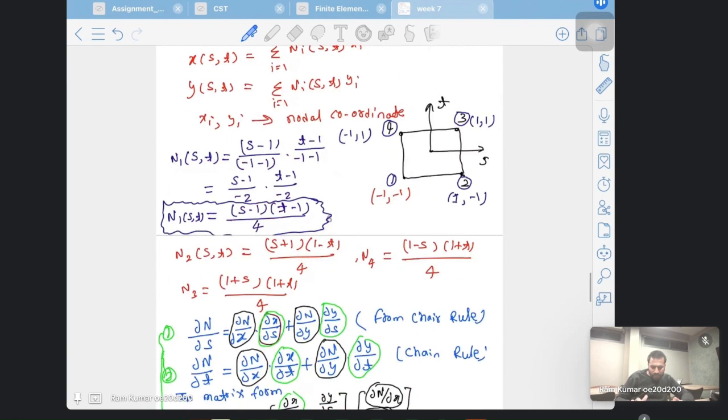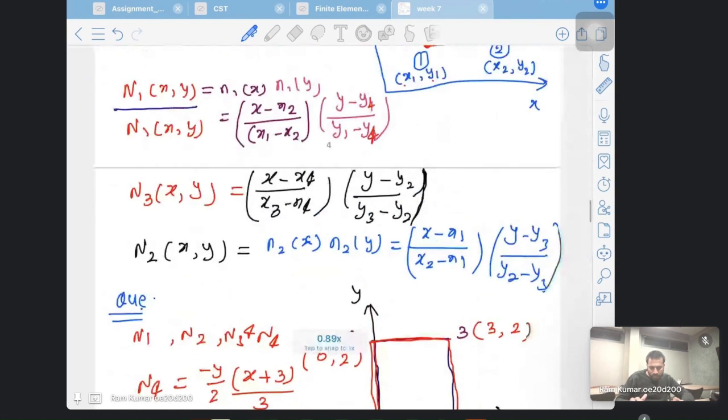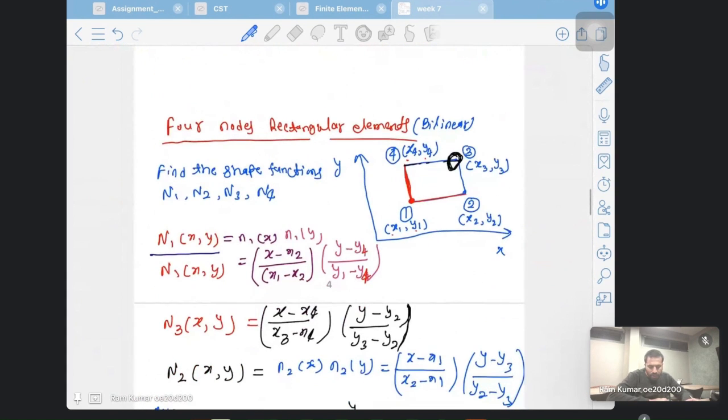Similarly, for this one it is x1 minus x2. I missed that one and wrote it the other way, but anyway it will become positive. So for this node, node 1, what will be the shape function? Small n, the shape function in x direction times the shape function in y direction. So N1 in x, N1 in y.